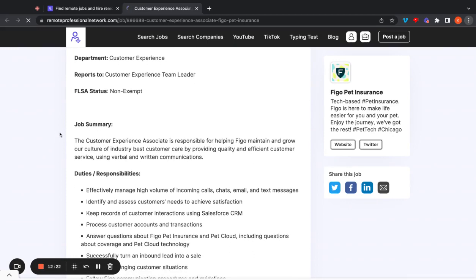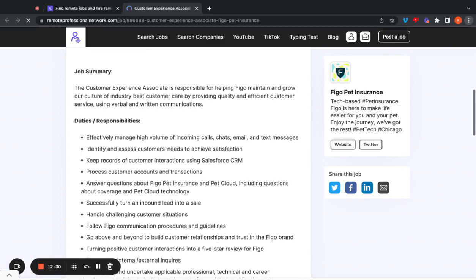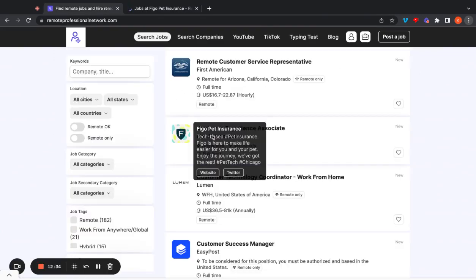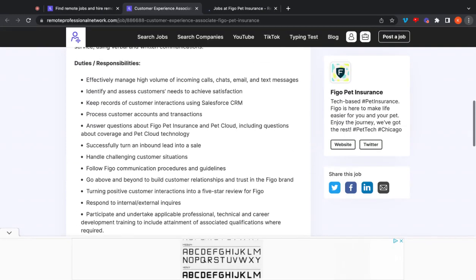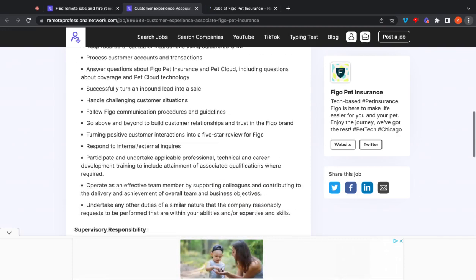The customer experience associate is responsible for helping Figo maintain and grow the culture of industry-best customer care by providing quality and efficient customer service. As you can tell, Figo is a pet insurance company. You can learn more about them there. But as far as this actual position goes, you're going to manage a high volume of calls, chats, emails, and texts, identify and assess customer needs, keep records of customer interactions using Salesforce, and a few other things here.